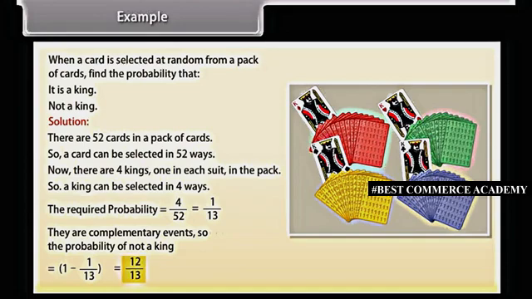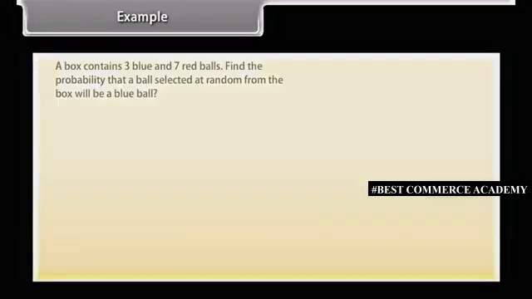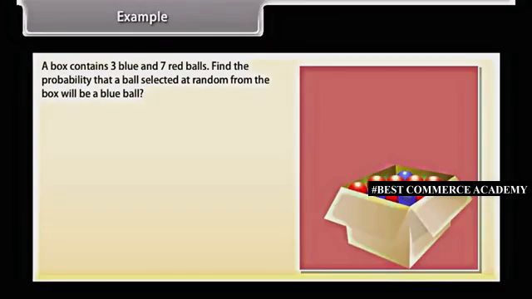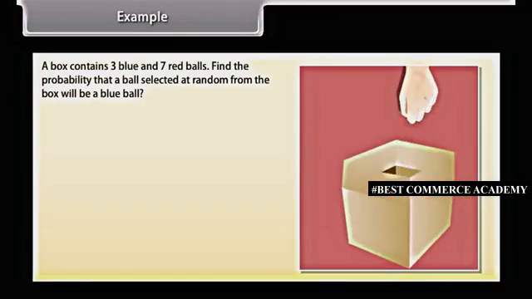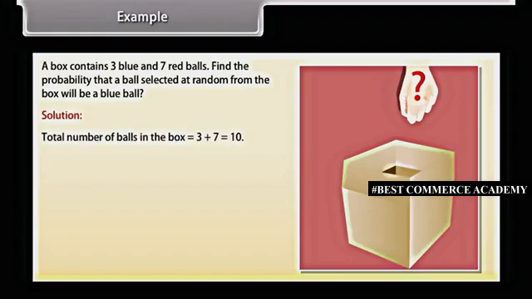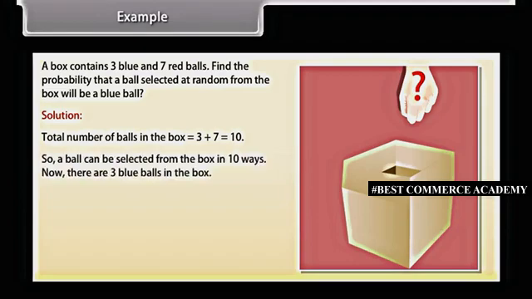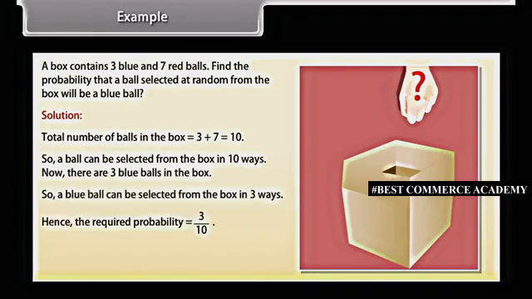They are complementary events, so the probability of not a king is equal to 1 minus 1 upon 13, which equals 12 by 13. A box contains 3 blue and 7 red balls. Find the probability that a ball selected at random from the box will be a blue ball. Solution. Total number of balls in the box is equal to 3 plus 7 equals 10. So, a ball can be selected from the box in 10 ways. Now, there are 3 blue balls in the box. So, a blue ball can be selected from the box in 3 ways. Hence, the required probability is equal to 3 by 10.